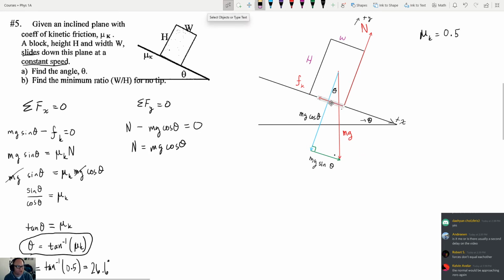Because now, if it's just on the verge of tipping, you can imagine that it's about to topple, but then it slides, and then it's about to topple, then it slides, as if it was wobbling down the ramp, so to speak, right? Okay, but not really wobbling, because we want it to not tip at all. In that case, the normal force and the friction would basically go to the front corner. Does that make sense?